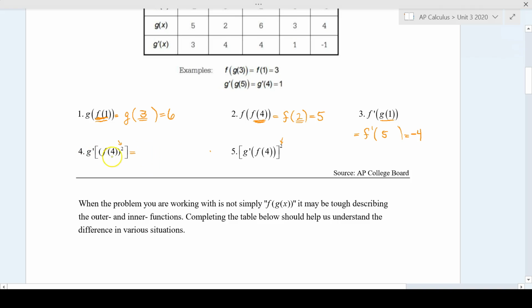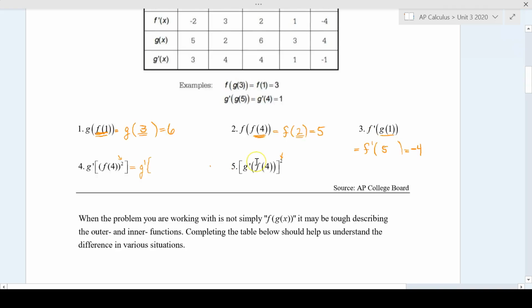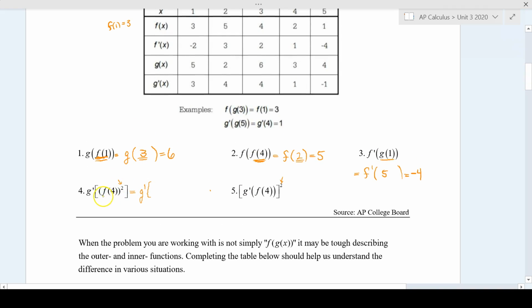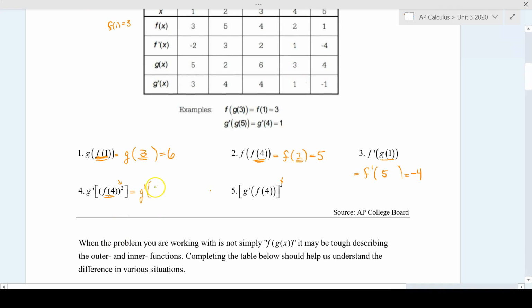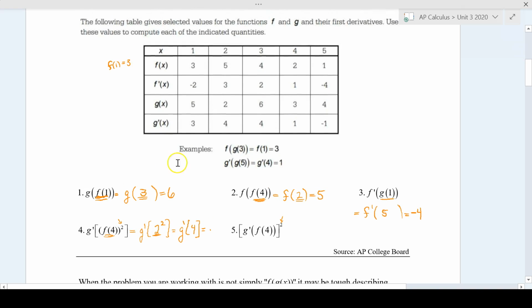Number 4 says g prime of f of 4 squared. So we're going to do g prime of f of 4. That's what we need to do on the inside. F of 4 is 2. So g prime of 2, but remember that 2 is being squared, so I need to square it now. So this is g prime of 4, and g prime at 4 is 1.